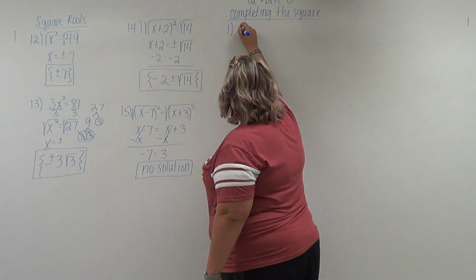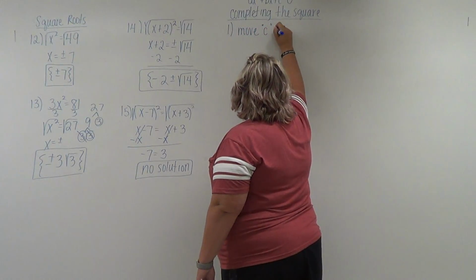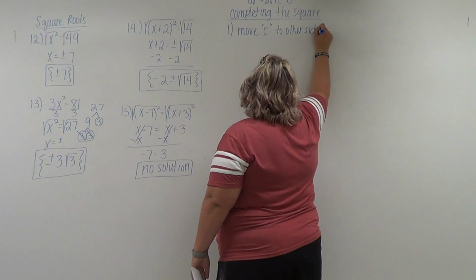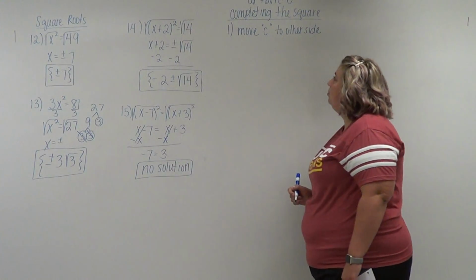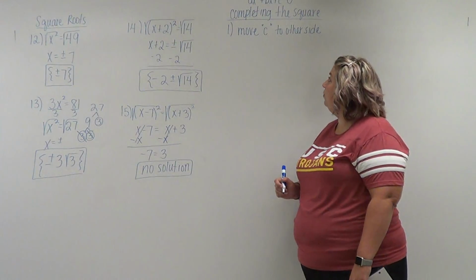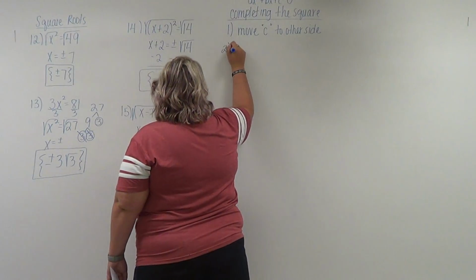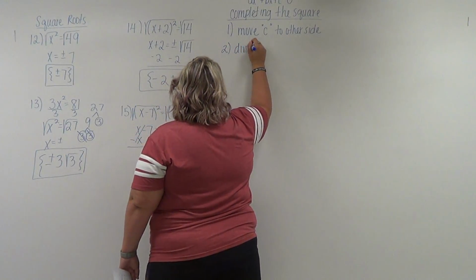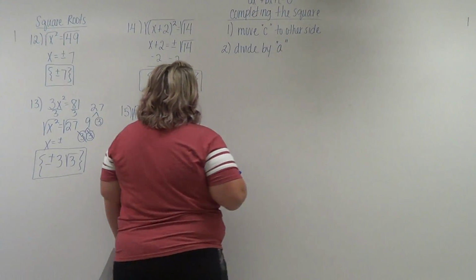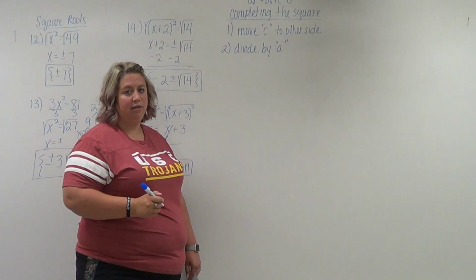Okay, first step is you're going to move c to the other side. Okay, so we're going to move c. C is the constant, so whatever doesn't have the variables, you're going to move it to the other side. Step 2 is you're going to divide by A. A is your number in front of x squared, so every single thing you're going to divide by A.